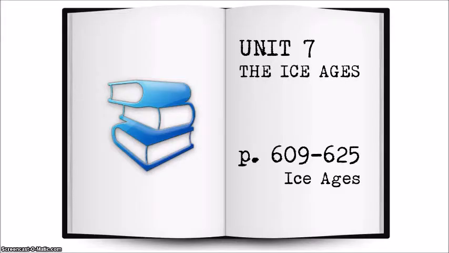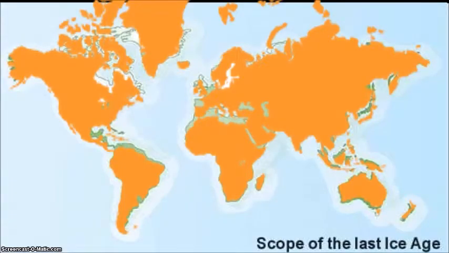Today we're concentrating on what are the ice ages. And those are on pages 609 to 625 in the orange textbook. So let's see. The last ice age, or the last glacial maximum, or LGM, started about 70,000 years ago and ended about 10,000 years ago. And this was during the Pleistocene.